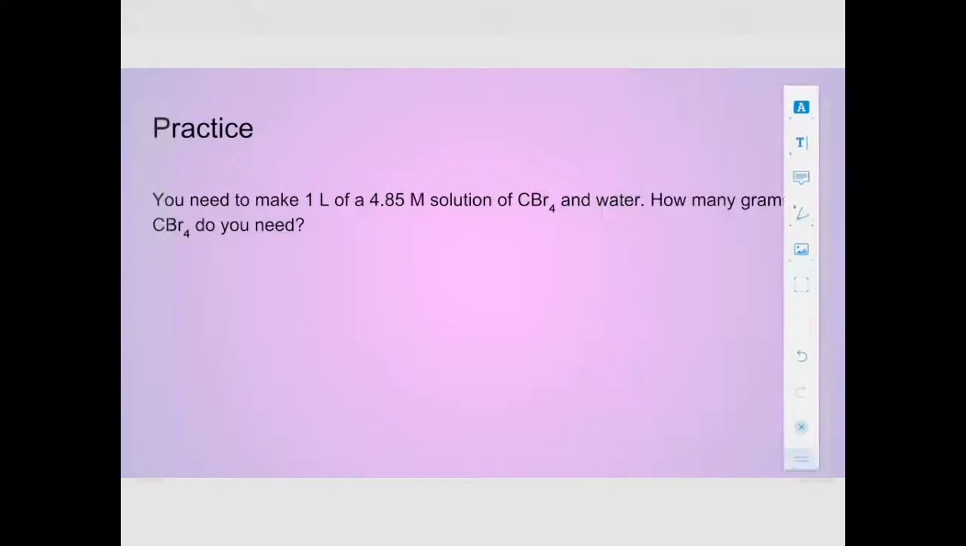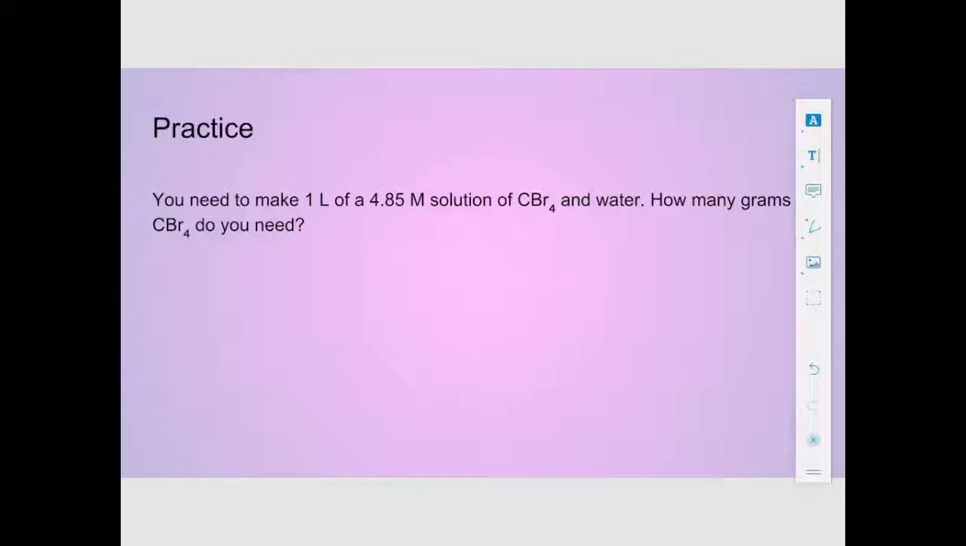All right, last problem here. Again, try this one on your own, see if you can do it by yourself, and then check back in the video with me. You can even skip to the end of the video to see the solution here if you want. First step we need to read the problem here. We need to make a liter of 4.85 molar solution of CBr4.